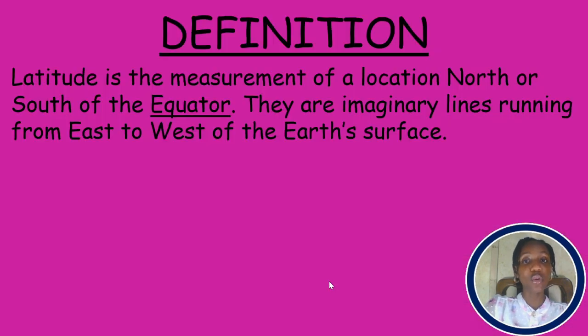Latitude is the measurement of a location north or south of the equator. They are imaginary lines running from east to west of the Earth's surface. I know some people may be confused now. Are the latitudes running from east to west or north to south, or where are they going? But don't worry, I'm going to illustrate this for you.